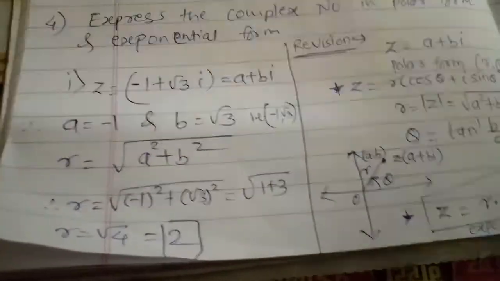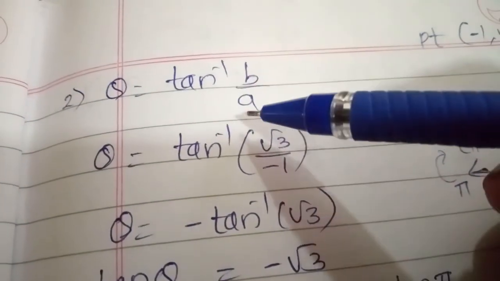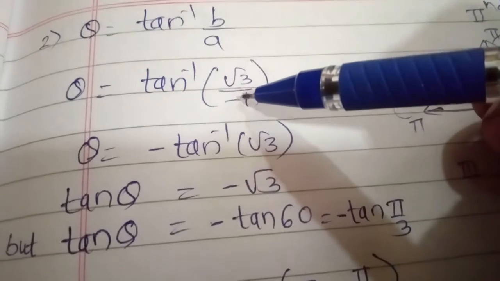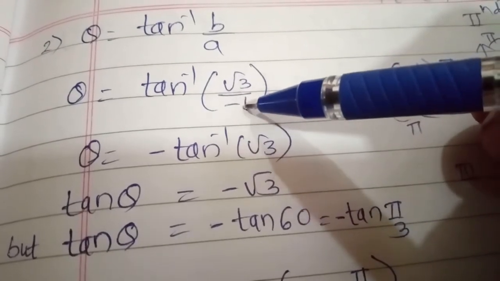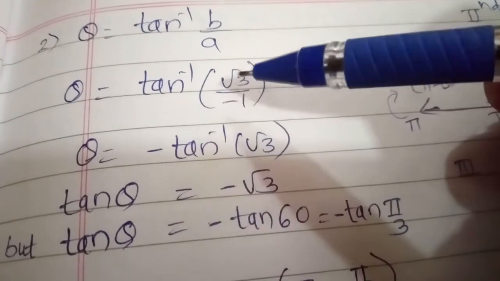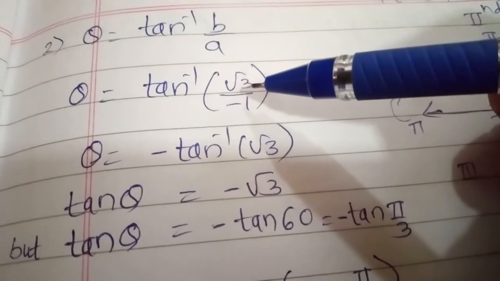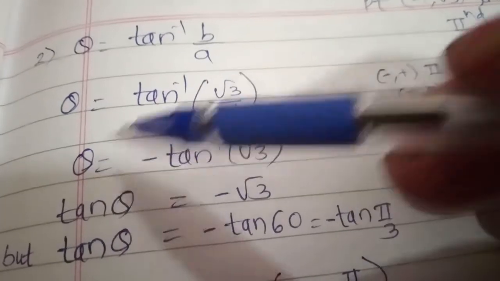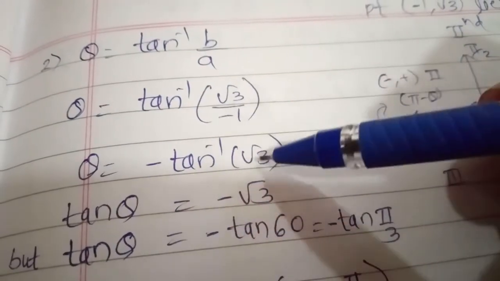So it is the most important part. The formula to find theta is nothing but tan inverse of b upon a. And so tan inverse of root 3 upon minus 1. So see, there is a minus sign, so here we got minus root 3. And you know that tan of minus theta is minus tan theta. So we can write this minus sign in front of tan. So theta is equal to minus tan inverse root 3.